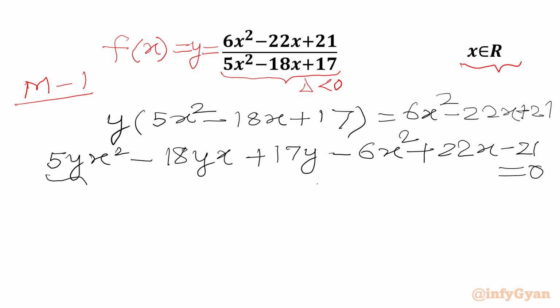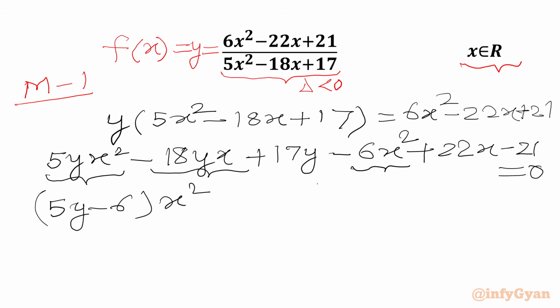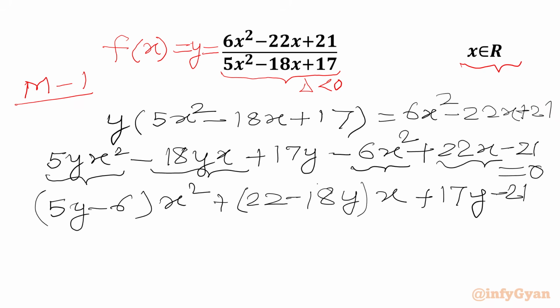Now I will take x² common from these two terms. So we can write (5y − 6) times x². Then we have the x term, where I will take x common. In the bracket we will write (22 − 18y) times x. Then we have 17y − 21. So let's write 17y − 21 equal to 0. Now this is one quadratic equation.